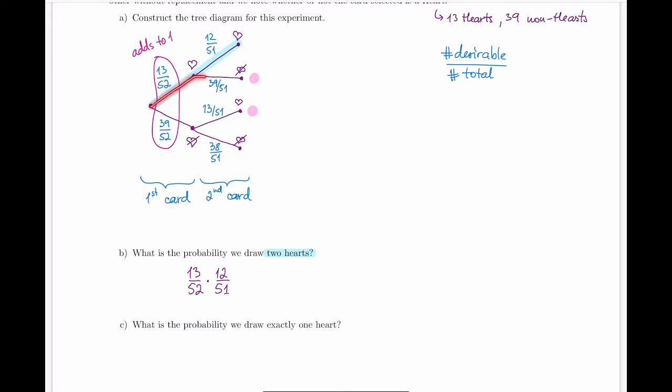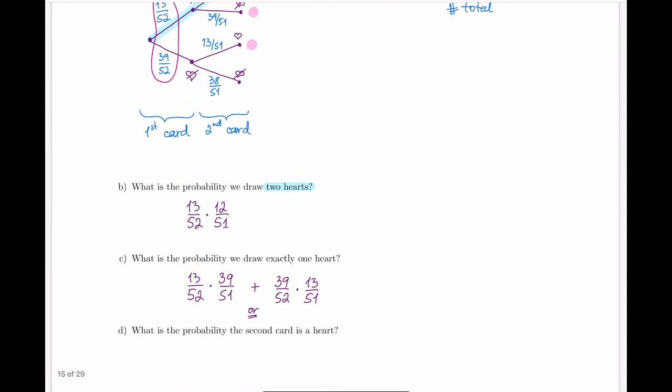Okay, so our first branch here, the heart followed by non-heart, I'm going to record the probabilities that occur along the way. So 13 out of 52 times 39 out of 51. So this is a way to draw heart followed by non-heart, or, to make it clear that this is an or, I can have another branch here that results in exactly one heart as well. So 39 over 52 times 13 over 51. Okay, so we multiply along the branches and we add branches together. Multiplication principle within, addition principle on the outside.